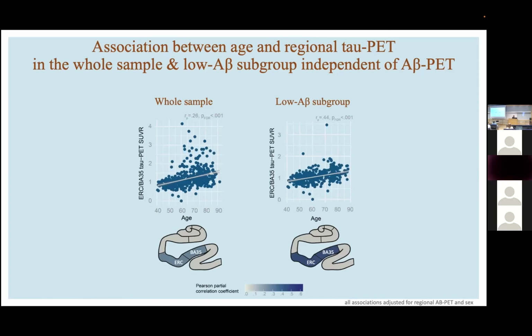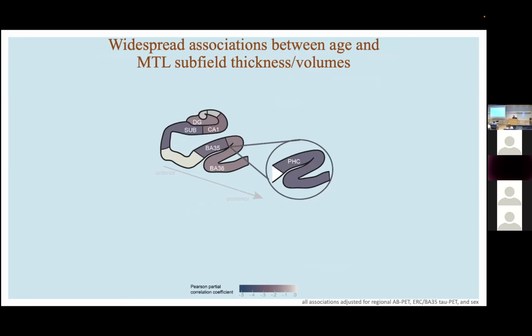Then next, we also looked at the association between age and MTL thickness and volume. And as expected, we see widespread associations between age and MTL subfields, with also similar results actually in the low amyloid subgroup, which was also expected.